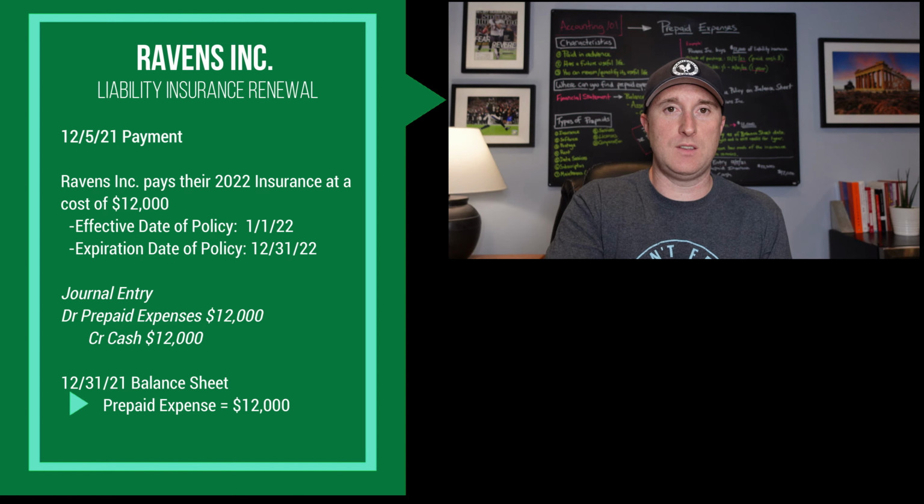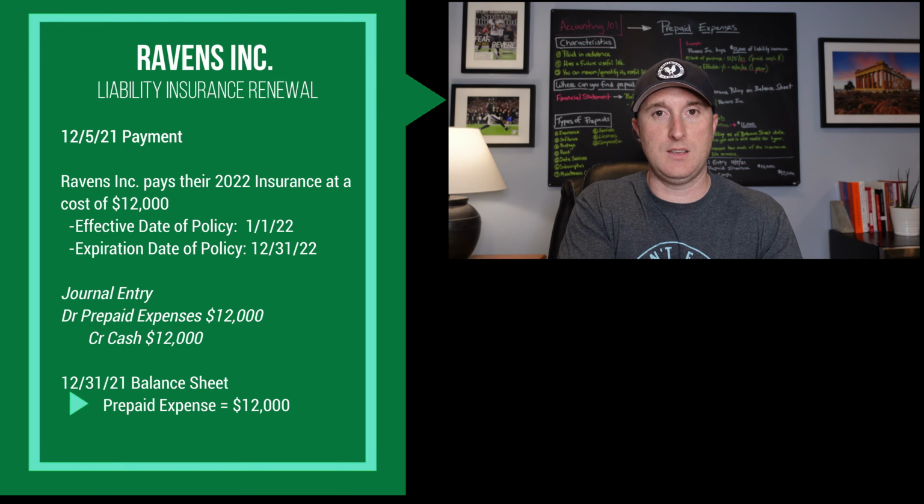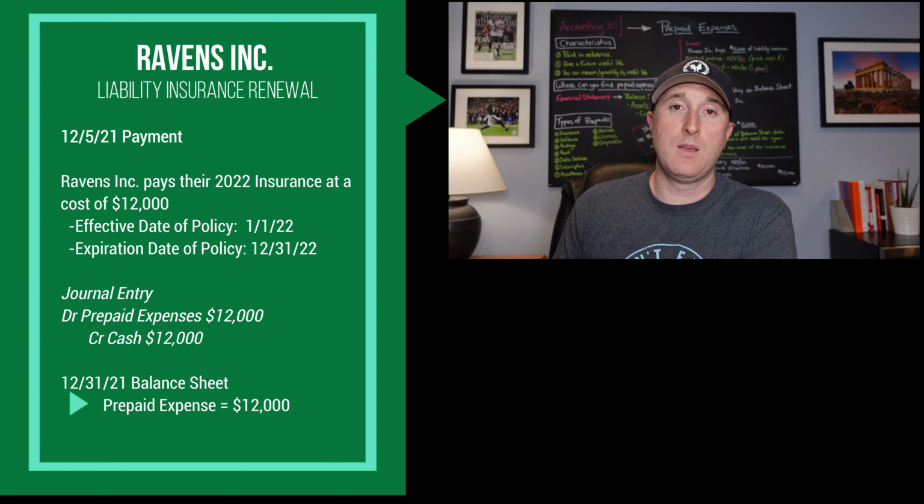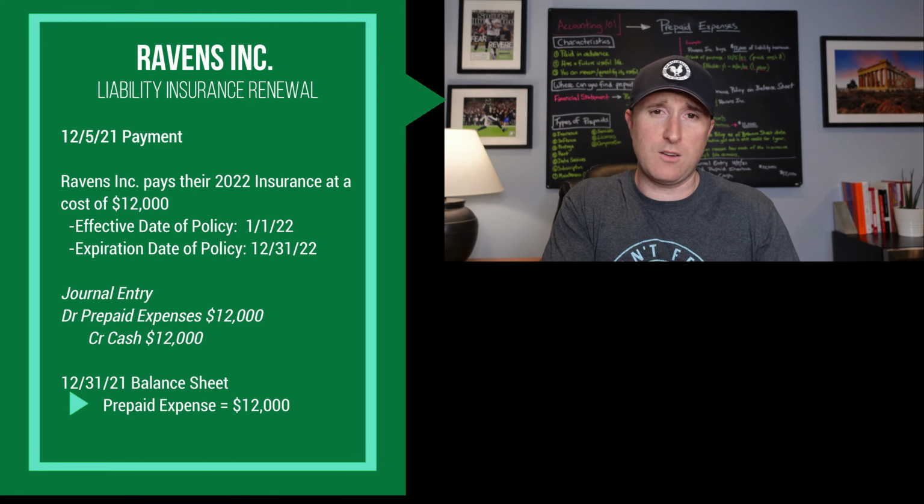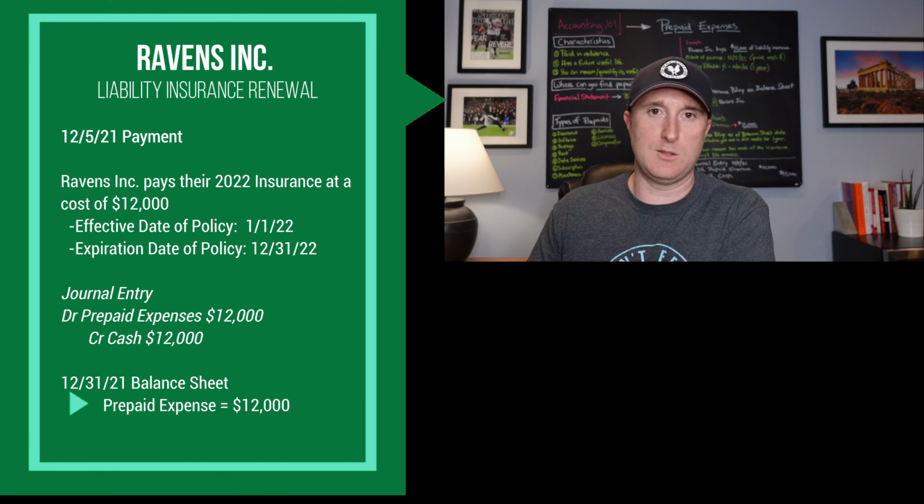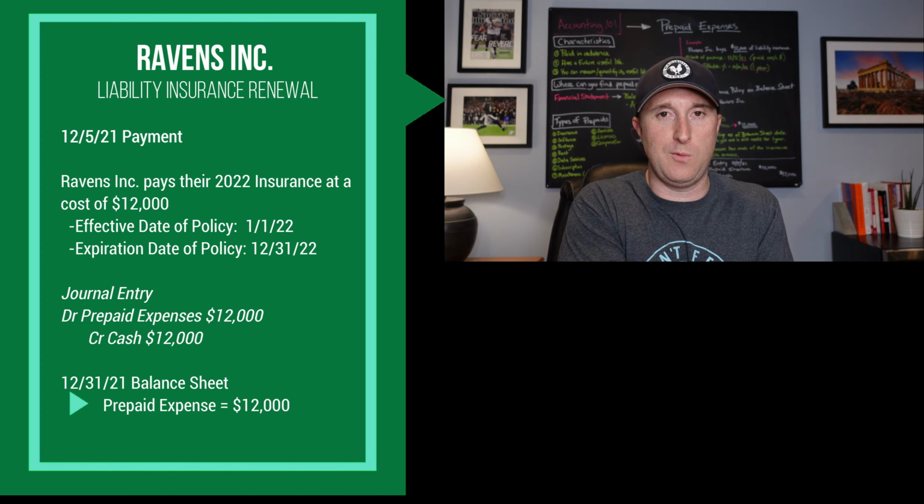So as of December 5th, 2021, that is a prepaid insurance policy. And when I run my financials as of 12/31/21, that is still a prepaid insurance policy that I'm going to leave on my balance sheet. I'm not going to expense it yet because the effective date of that policy isn't until January 1st, 2022. Now, we'll go through what to do with that when we get into 2022 in this example, but right now, 12/31/21, I've got a prepaid on my balance sheet.